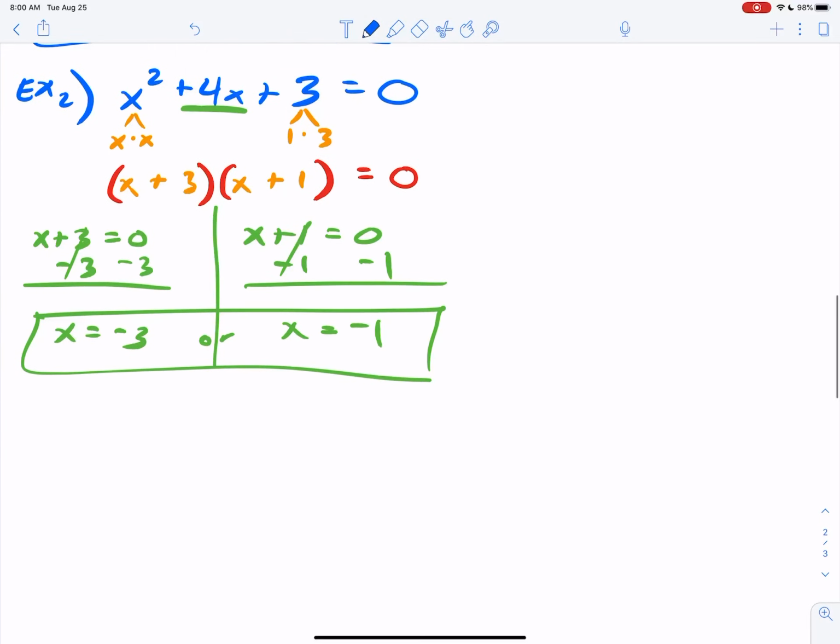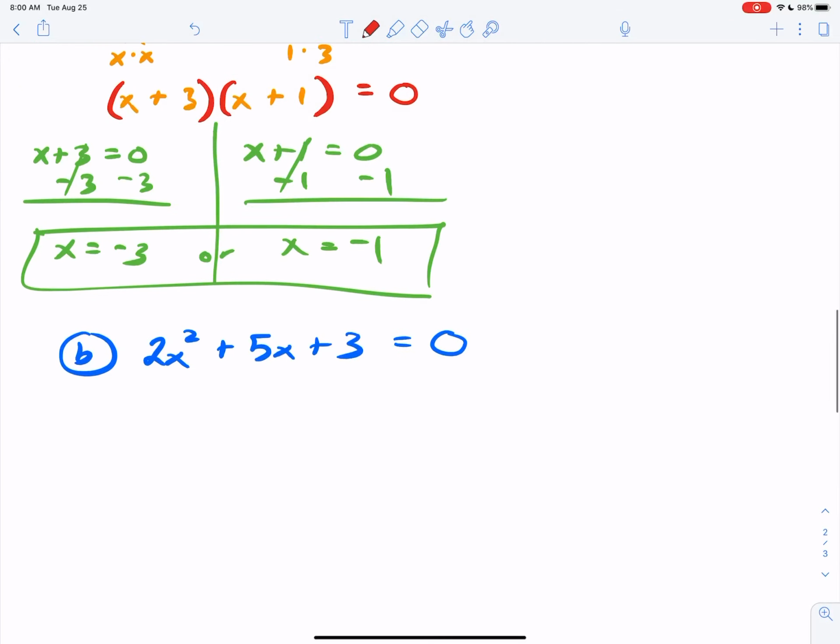Okay, let's try this one. Here's part B. Let's say we had 2x squared plus 5x plus 3 is equal to 0. Pause here, try it out on your own. Go as far as you can. If you get stuck, that's all right. But go ahead and play when you're ready.